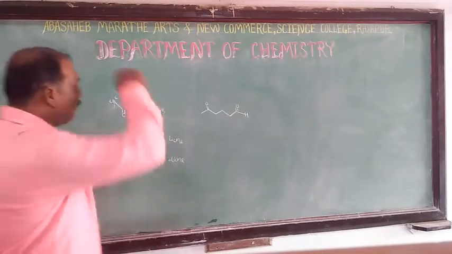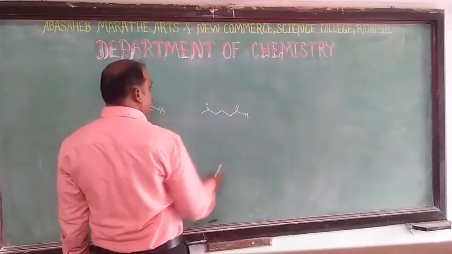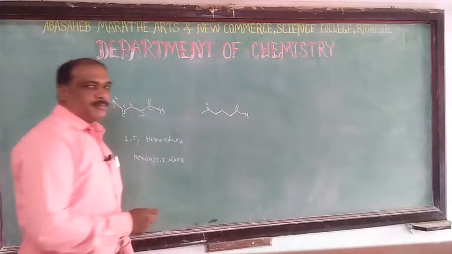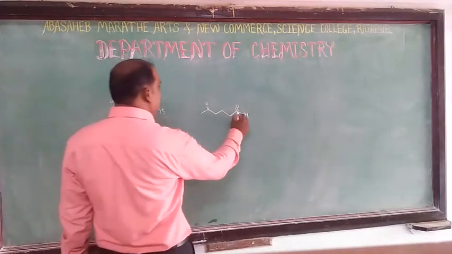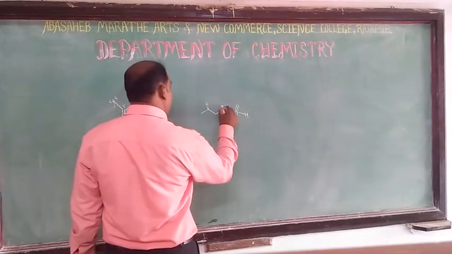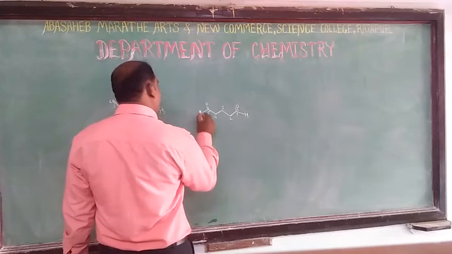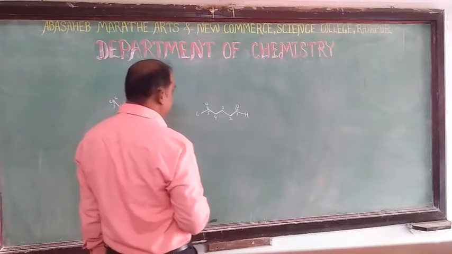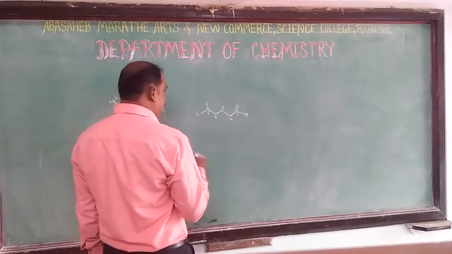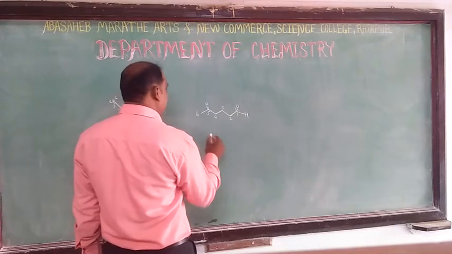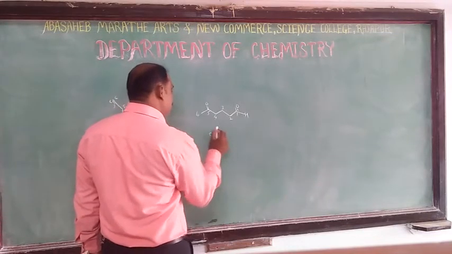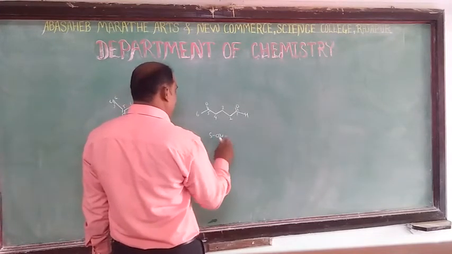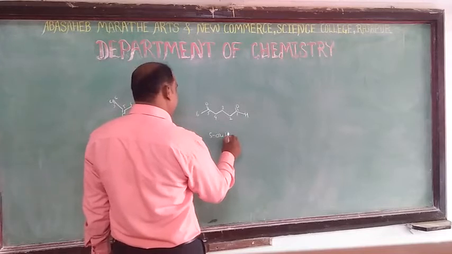diene. Other examples: a molecule having both the functional groups, aldehyde and ketone. So the name is aldehyde as the parent alkane, so numbering starts from the aldehyde: 1, 2, 3, 4, 5 and then 6. So the name given for this molecule is 5-oxo, and then the name of the parent alkane, 5-oxohexanal.